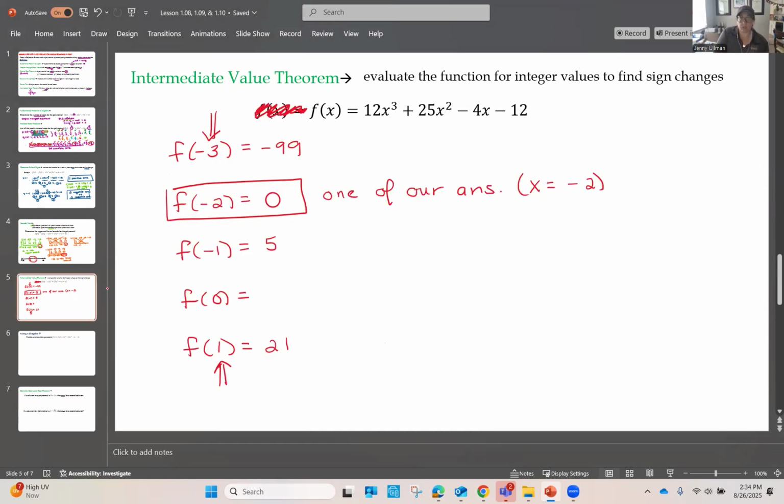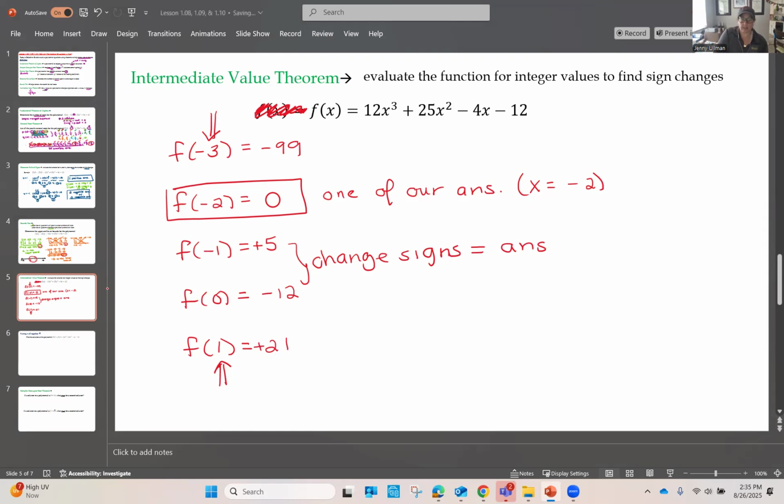Okay. So then 0 gave me -12. Well, notice here, this is +5. This is -12. So I change signs, which tells me there is an answer somewhere between 0 and -1. Because the only way to go from having a y value of 5 to a y value of -12 is to cross over the x-axis. So somewhere between 0 and -1 is another answer.